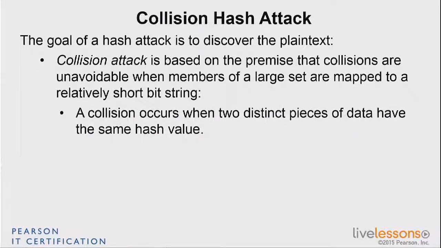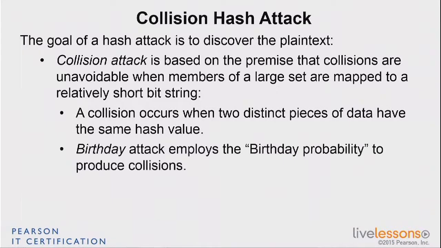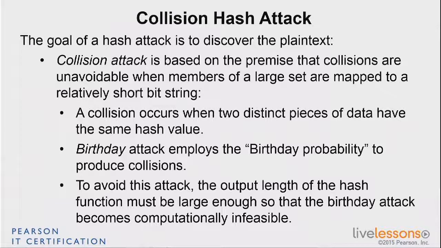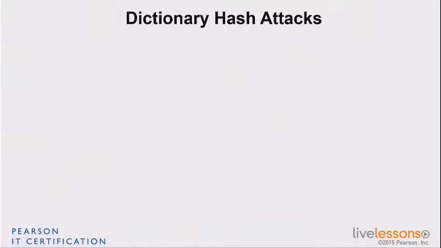A collision occurs when two distinct pieces of data have the same hash value. Now, the most famous of these attacks is what's called the birthday attack, and it employs the birthday probability to produce collisions. The birthday paradox is the greater than 50% probability that two or more people in a group of 23 share the exact same birthday. To avoid this attack, the output length of the hash function must be large enough so that the birthday attack becomes computationally infeasible.